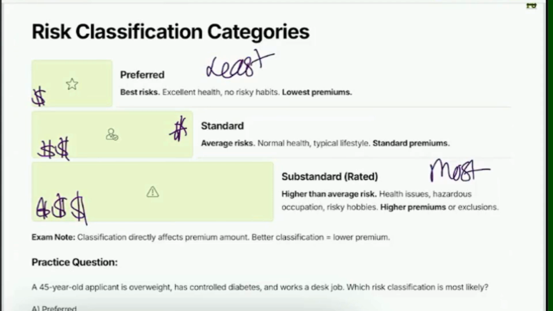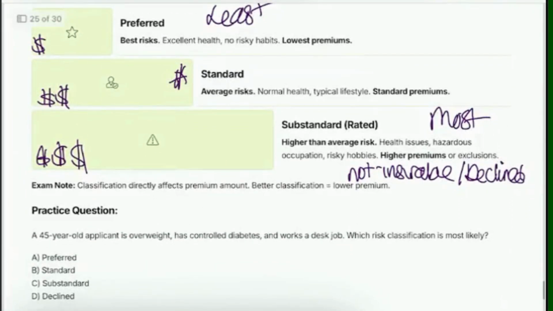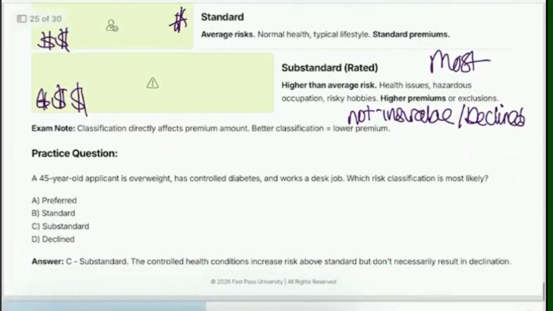There is also another rating class, and that is not insurable or declined. Classification directly affects premium amount. Better classification equals lower premium, right? The healthier you are, the longer your chance of, your mortality rate is extended, things like that, right?